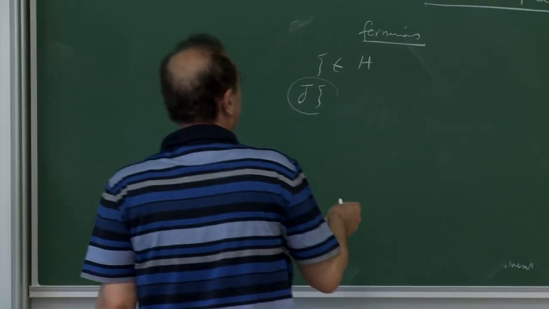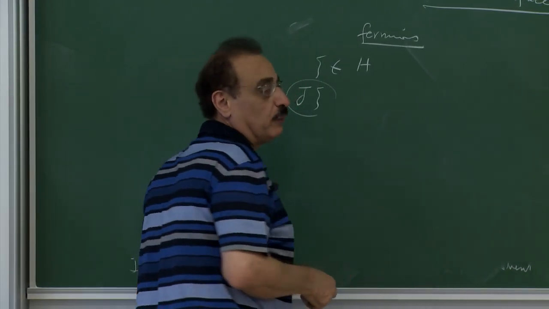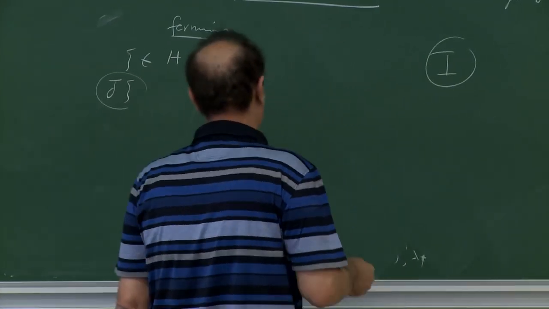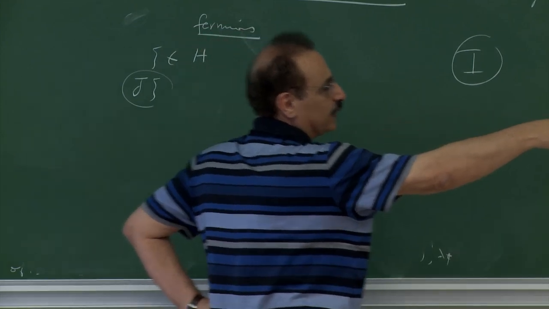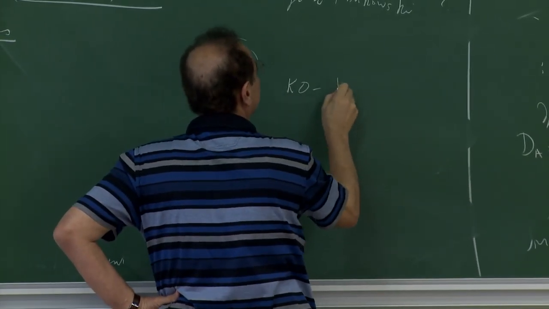Anyway, essentially we have to solve the Fermi doubling problem. To solve the Fermi doubling problem would mean the following: that this product space that I talked about must have something like KO dimension zero.